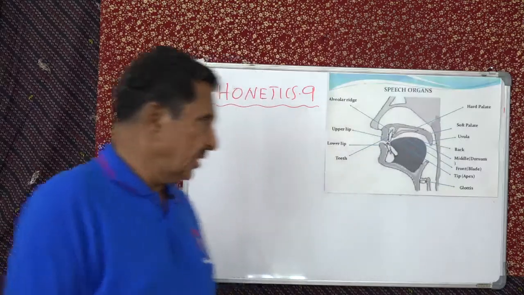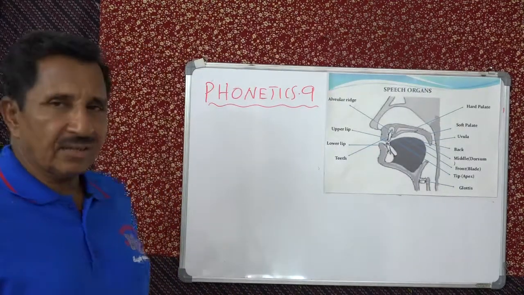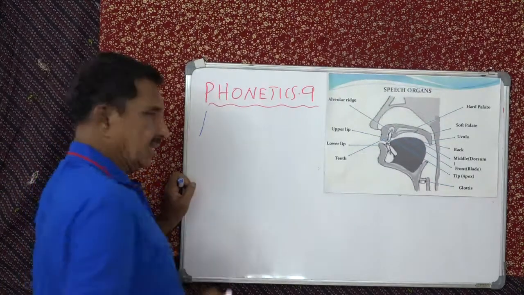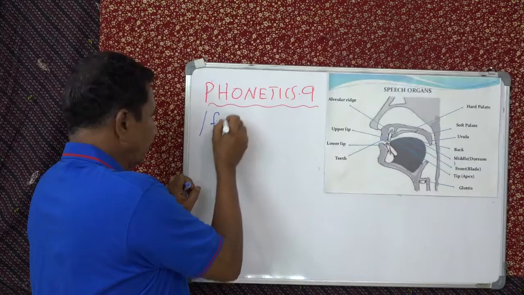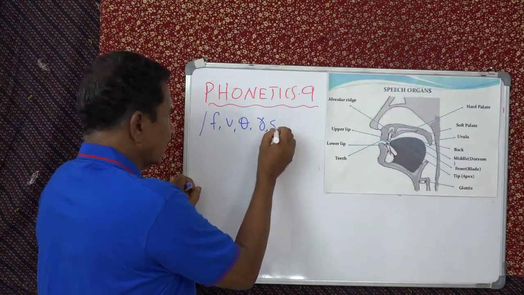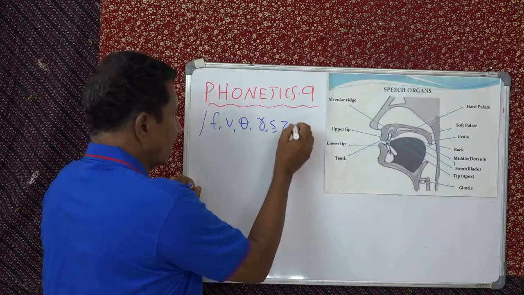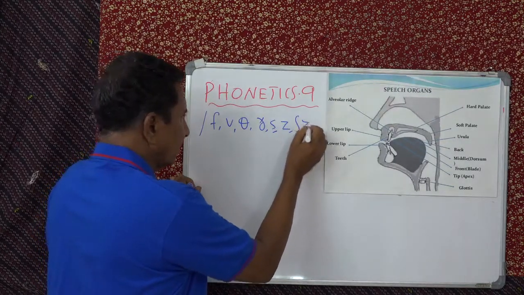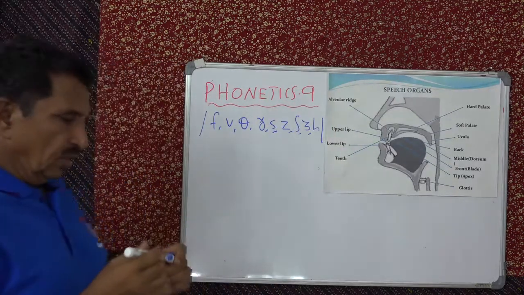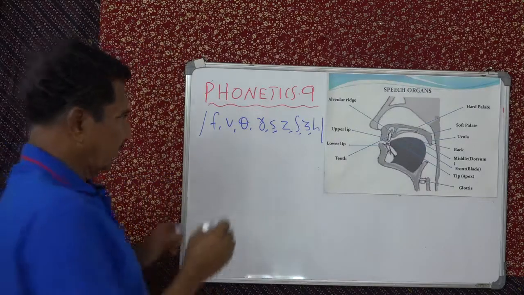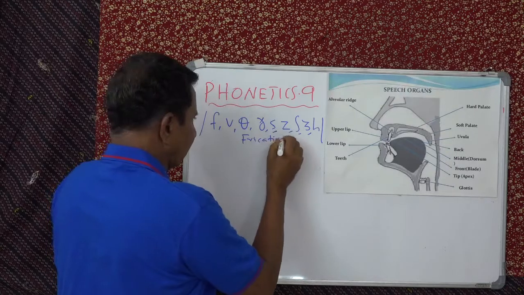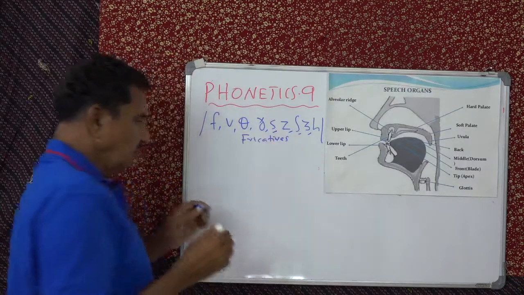We know already. So now we come to another set of sounds, and there are 9 in that set. F, V, T, D, S, Z, Sh, J, and H. These are them. Together you call them fricatives. According to the manner of production, they are fricatives, because you hear a friction sound.